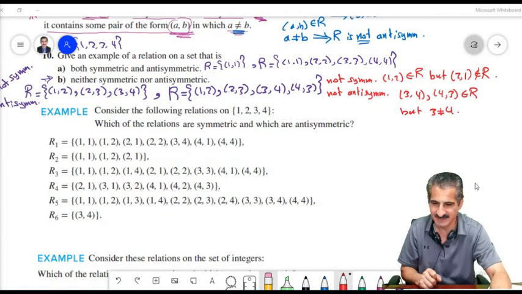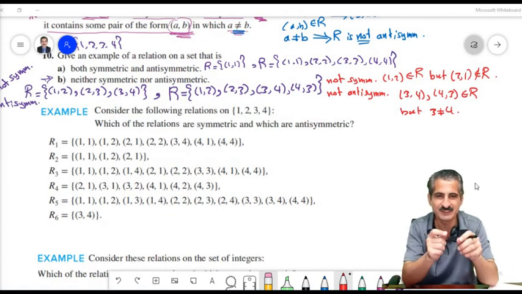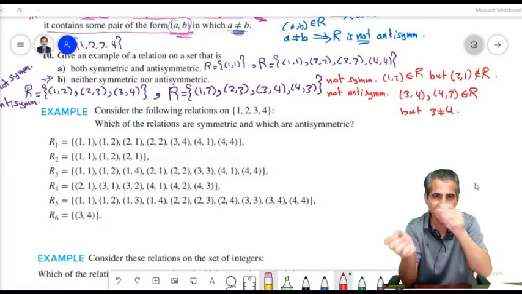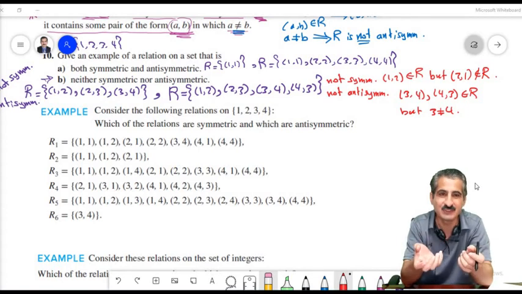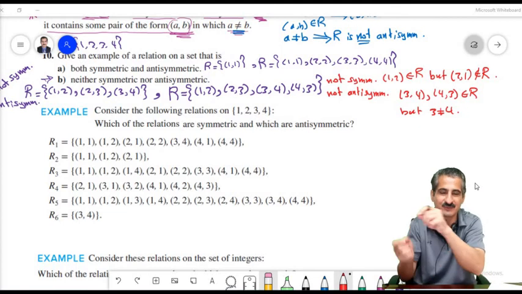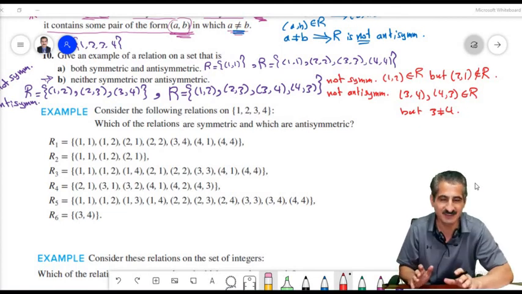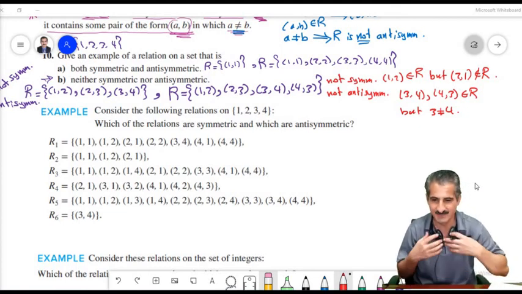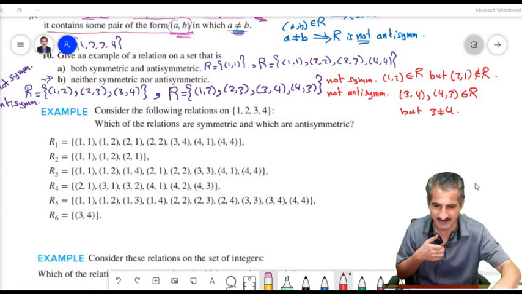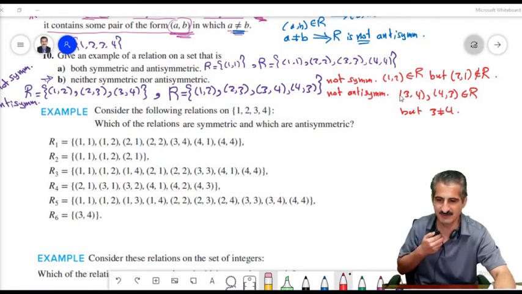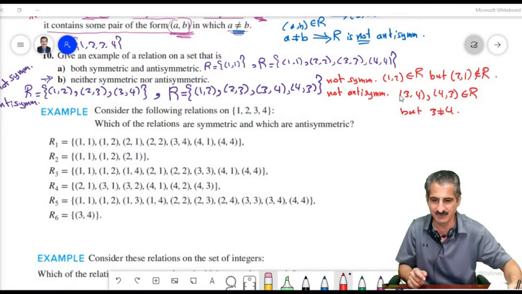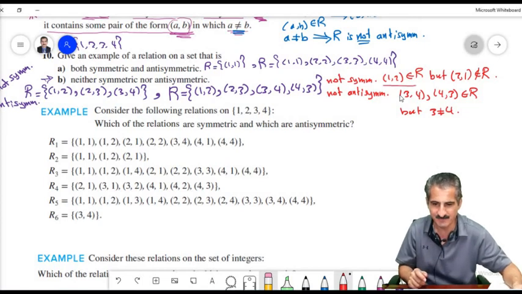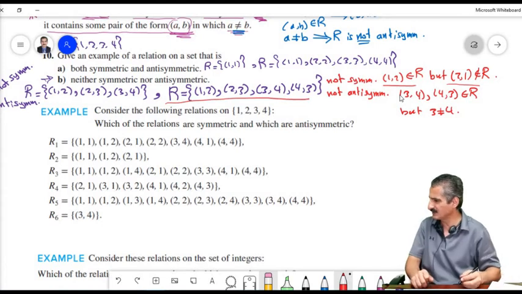Okay. Now, two different elements, 3 and 4, are related to each other in different orders, but they are not equal. They are distinct elements that are related to each other in different orders. So it is not antisymmetric. And it is not symmetric because, as we said here, (1, 2) belongs to R, but (2, 1) does not belong to R. So great, Sumaya, thank you. So this is a good example.